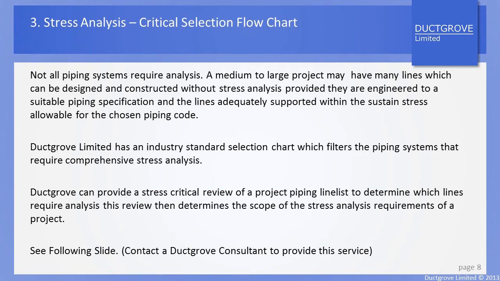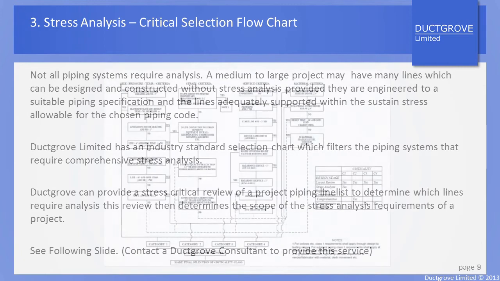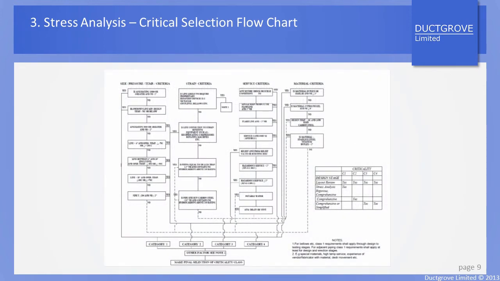Ductgrove can provide a stress critical line list review for any projects which will determine which lines require analysis. This review then defines a scope for the stress analysis requirements of a project. The diagram shown indicates the stress critical selection flowchart, which can determine which lines require analysis and the level of criticality assigned to that particular line.